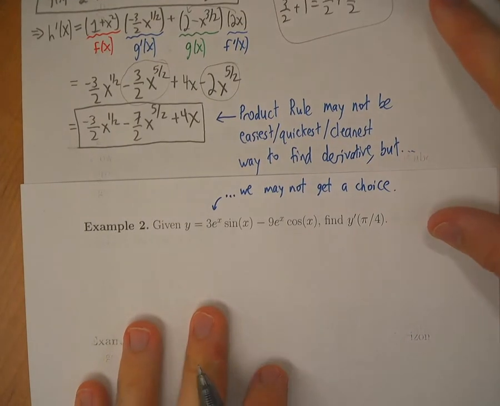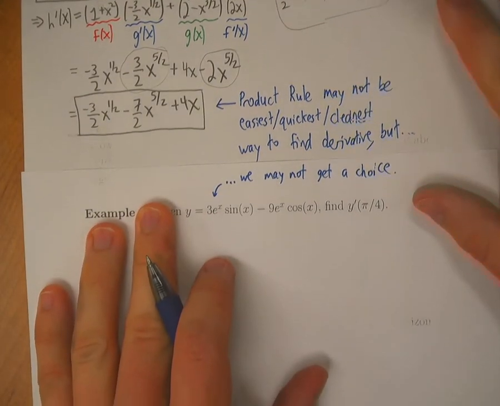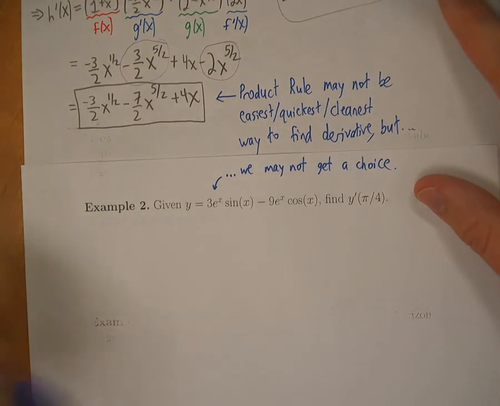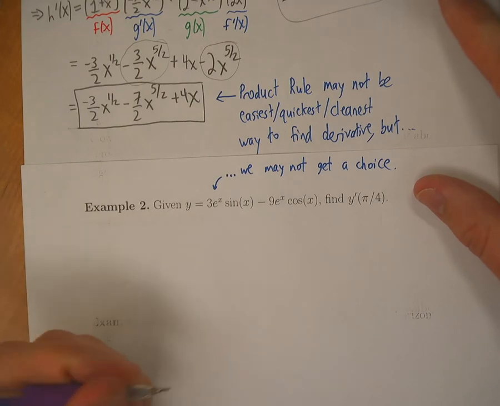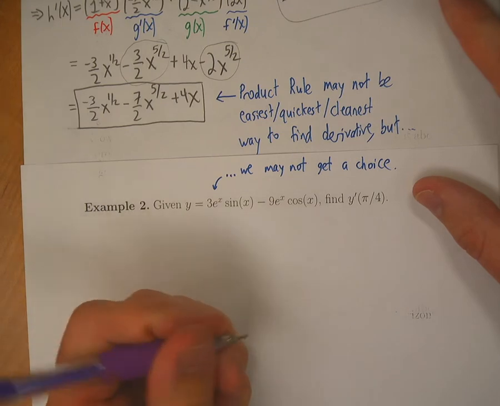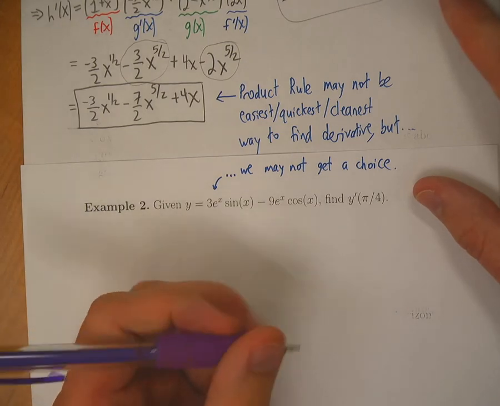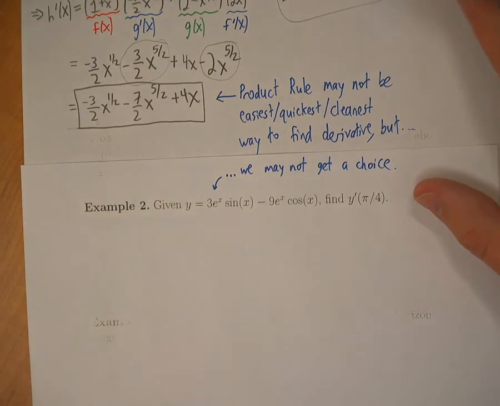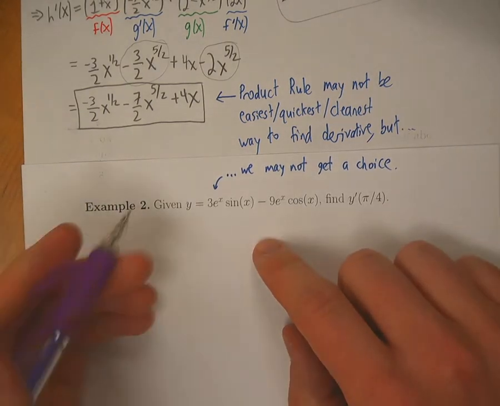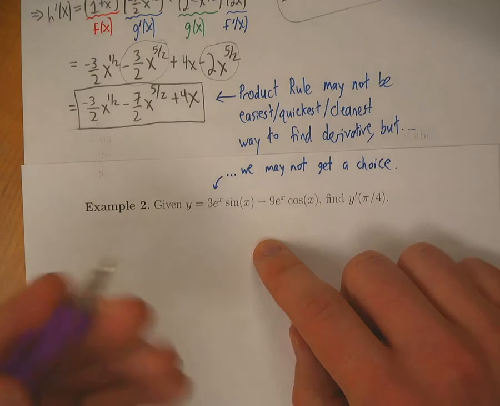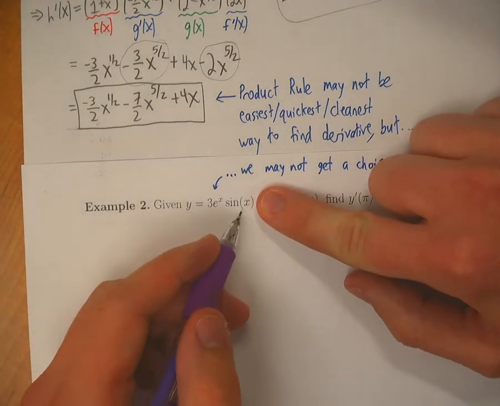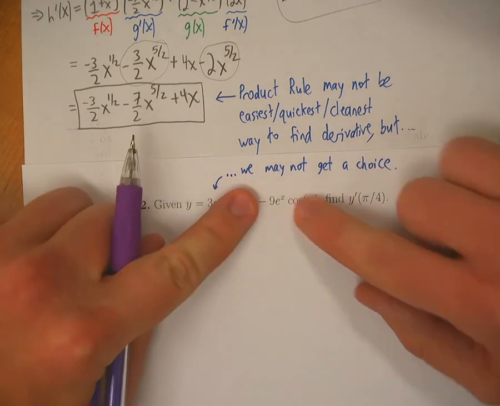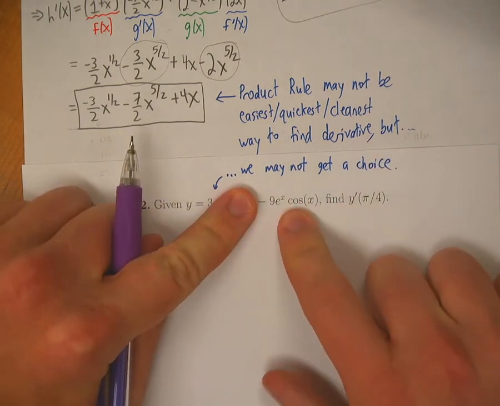Alright. So to see why, let's take a look at example 2 then. We're given that y equals 3 times e to the x times sine of x minus 9 times e to the x times cosine of x. So we have to find the derivative evaluated at pi over 4. Okay? Now what you could do, and this is not wrong, is just take the derivative of 3 times e to the x times sine x, and then do the same thing with e to the x times cosine of x.